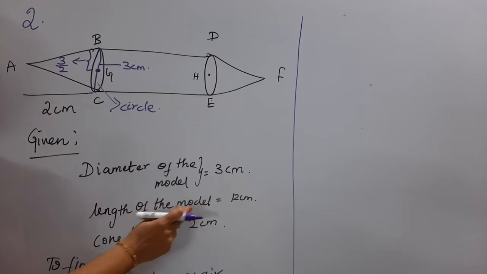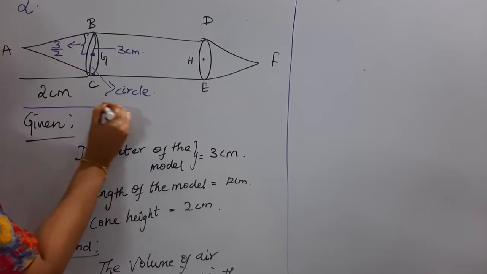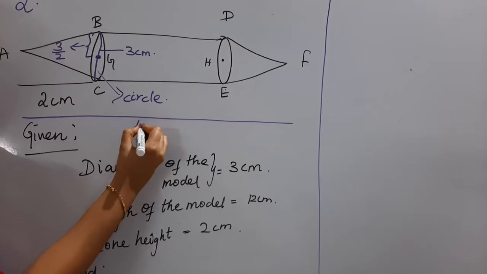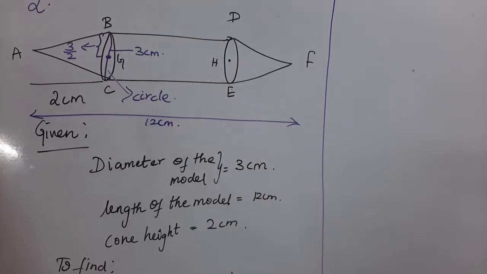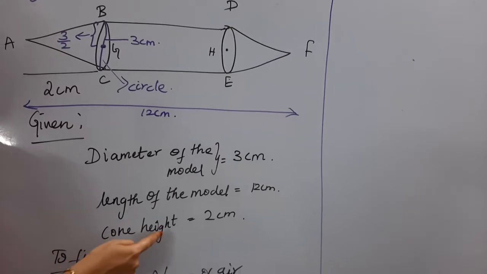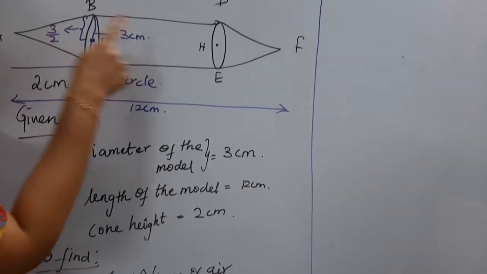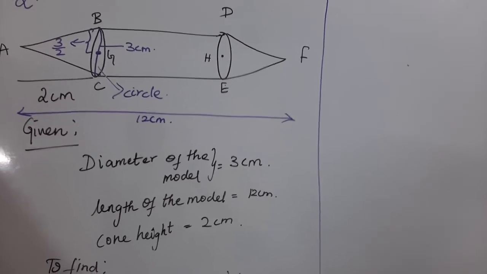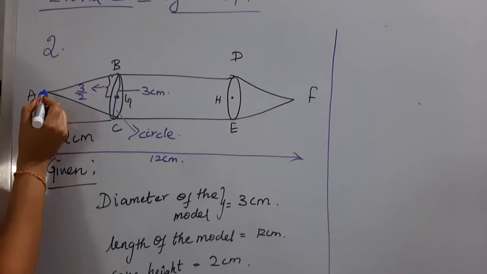Now, the length of the model is equal to 12 centimeter. The total length of the model from A till F is equal to 12 centimeter, they said. Okay, we understood that the length of A to F is equal to 12 centimeter. And then what else is given? Cone height is equal to 2 centimeter. How many cones are there? 2 cones. One on the left side and one on the right side. The height of the cone is equal to 2 centimeters. So which measurement? One is AG, the other one is FH.